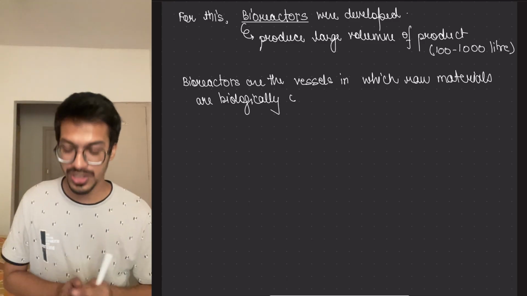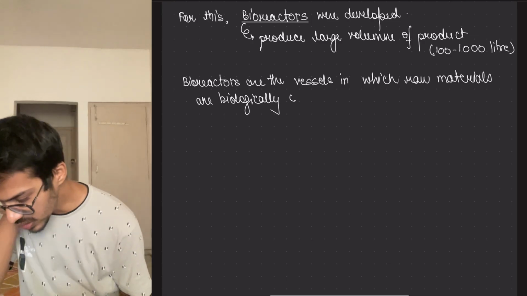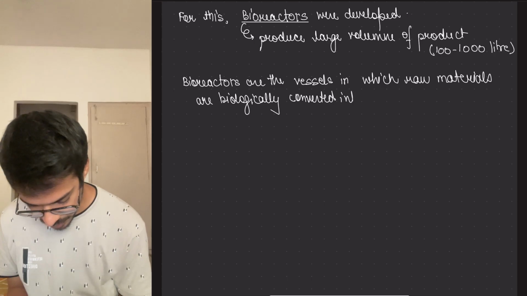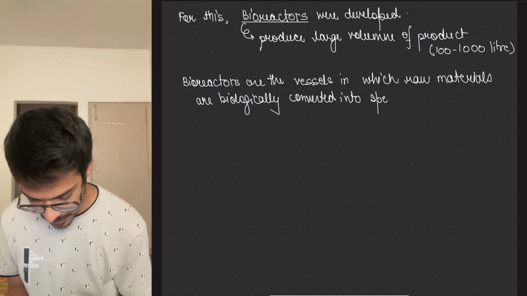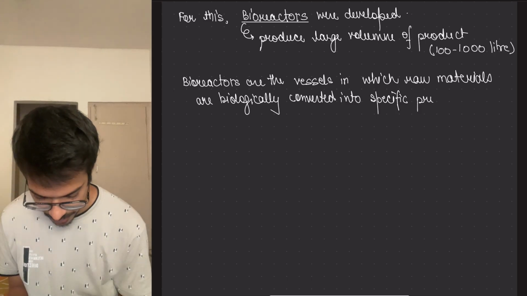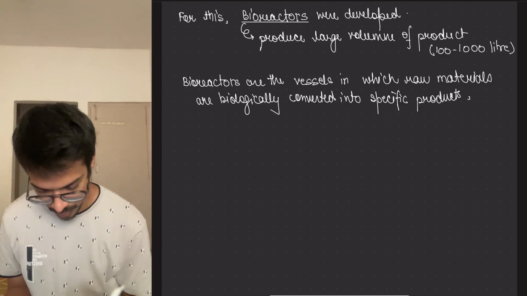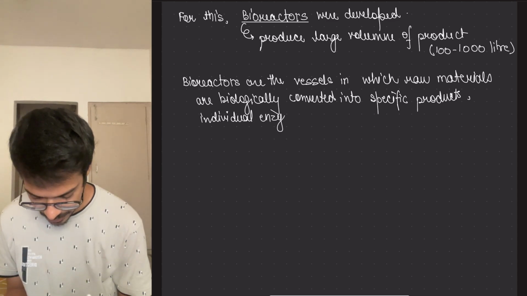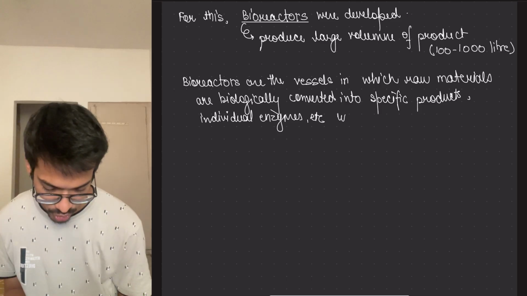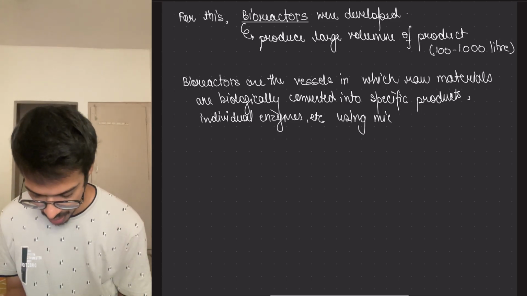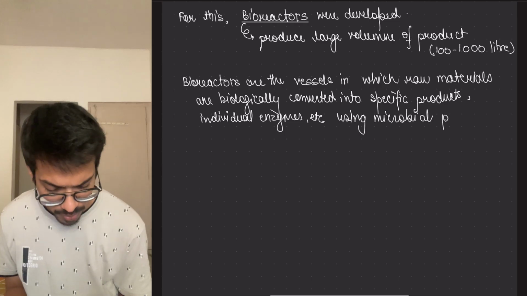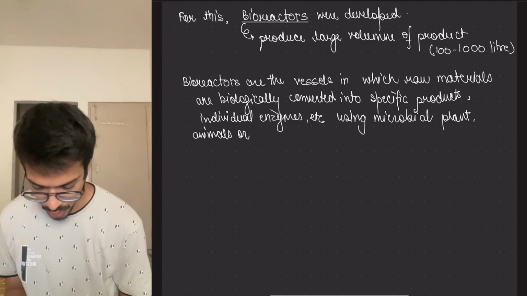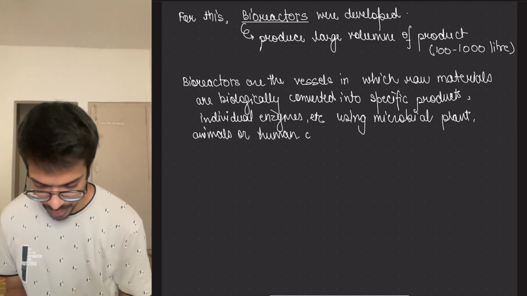So coming back to the major topic, that is bioreactors. They are biologically converted into specific products or individual enzymes, etc., whatever we're going to be making with it, using microbial plant, animal or human cells, wherever we want to do it, we will make it do it.